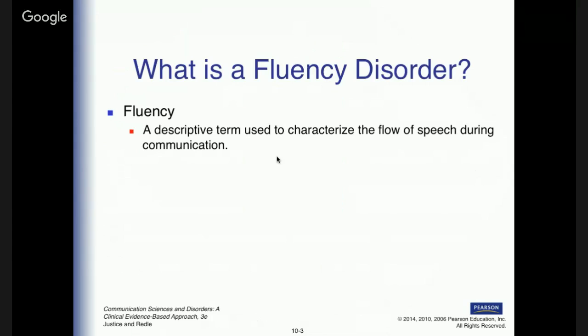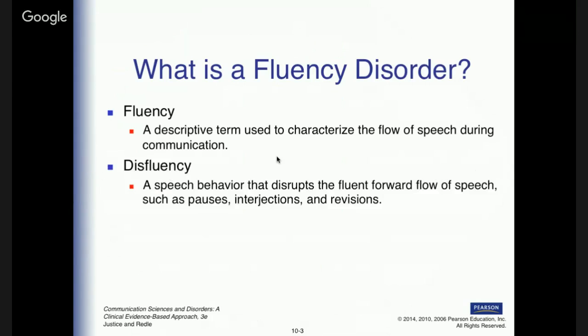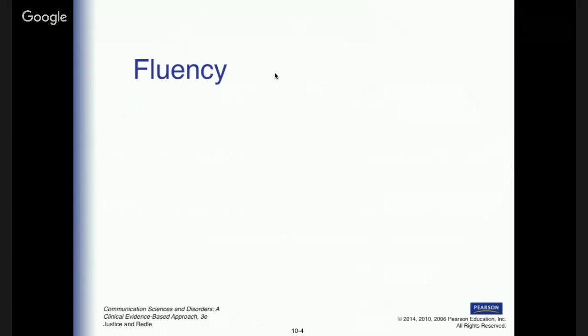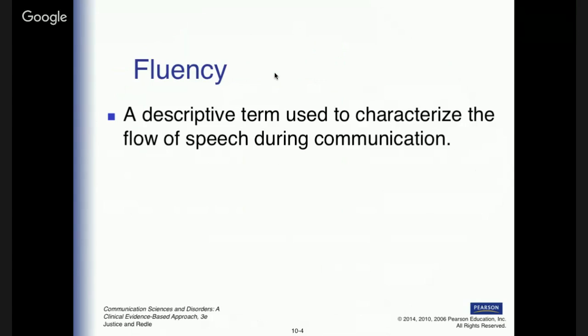Fluency, which we'll talk about more in depth in a second, is a descriptive term used to characterize the flow of speech during communication. Disfluency is a speech behavior that disrupts the fluent forward flow of speech, such as pauses, interjections, and revisions. We'll talk about core and secondary features of stuttering. And we'll talk about a lot of terminology, including prevalence and incidence of stuttering and other fluency disorders.